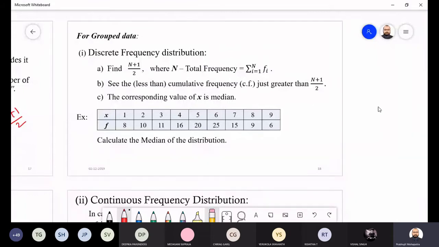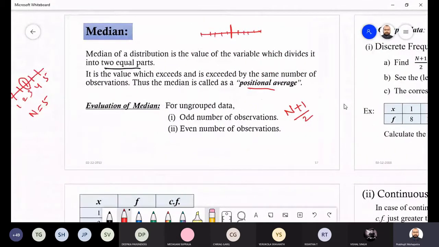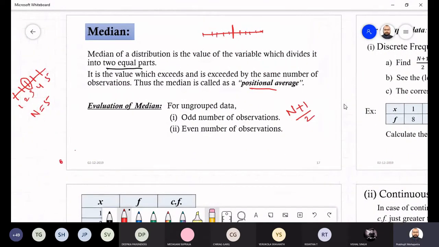Now, if only the discrete data is there, then you know how to find the middle position. There is no issue with that.